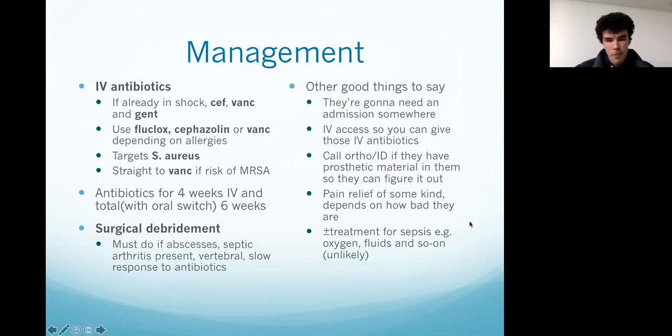The other things are kind of the same as on the previous one. So you need to admit them, IV access, might need oxygen, fluids and so on. Call ortho, maybe ID, especially if they have prosthetics, because then ortho needs to actually have a look and figure out, can they keep it, can they not, so they need to replace it, and pain relief as needed.